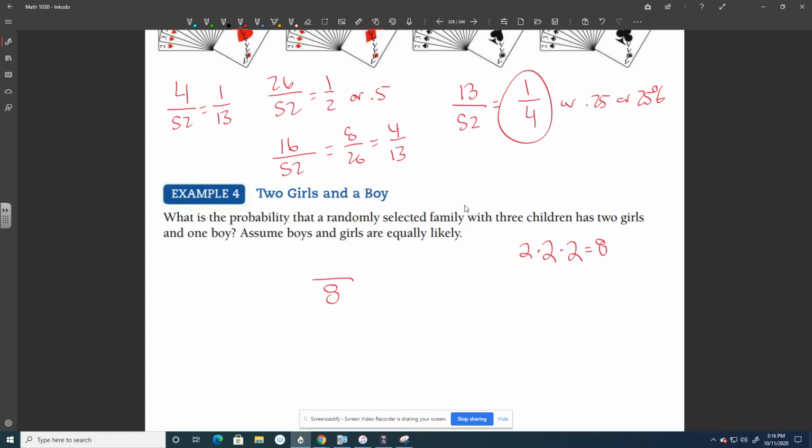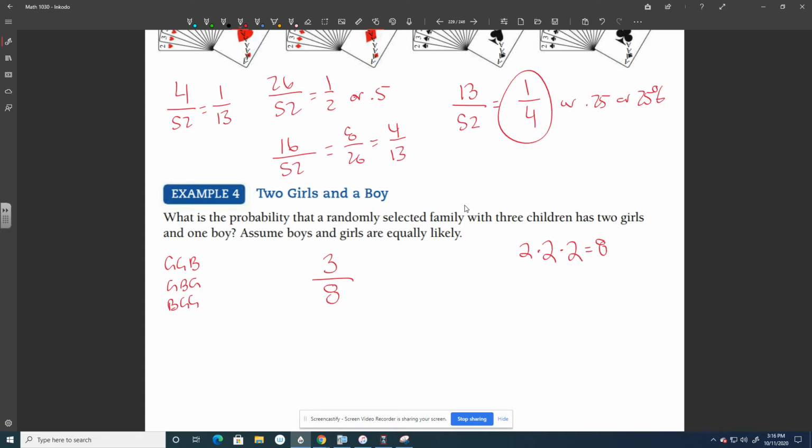And it wants to know, what are the chances of getting 2 girls and 1 boy? Well, I can have girl, girl, boy, or I can have girl, boy, girl, or I can have boy, girl, girl. I think that's the only ways that I can get 2 girls and 1 boy. So that's 3 out of the 8 possibilities that I'm going to get 2 girls and a boy. The order doesn't matter. It just matters that I get 2 girls and a boy. So 3 out of 8. You could have listed all of them if you wanted to, but remember that fundamental counting principle.